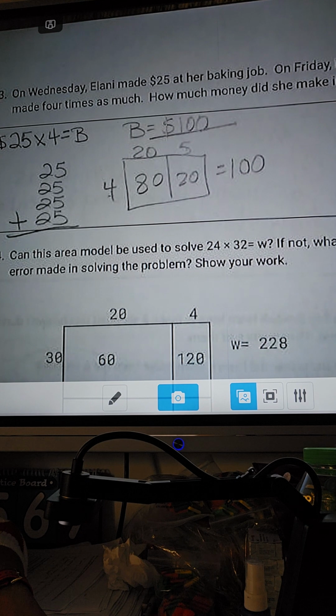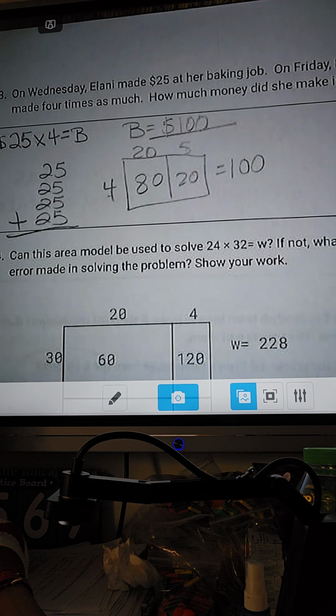Questions? Yes. When I did the 25 4 times, I got 82. You got what? When you did what one? When I did the other one you showed us, the 25 4 times, I got 82. 25 4 times?